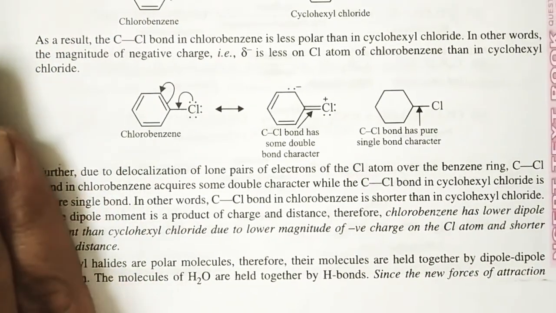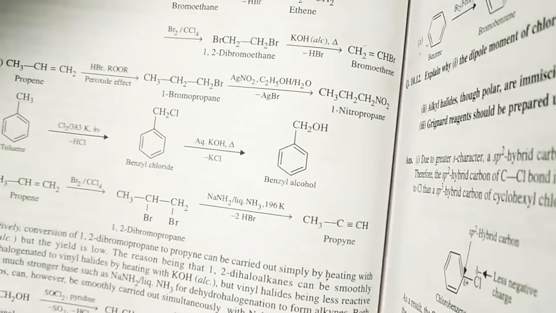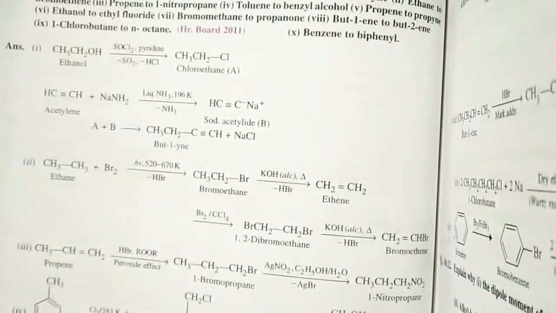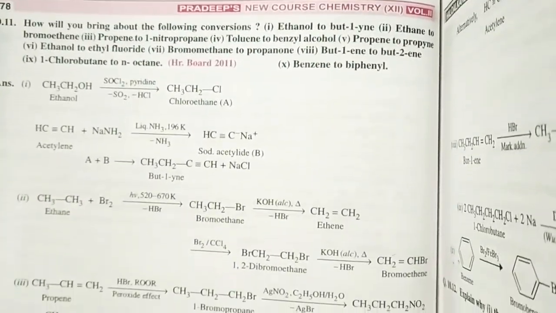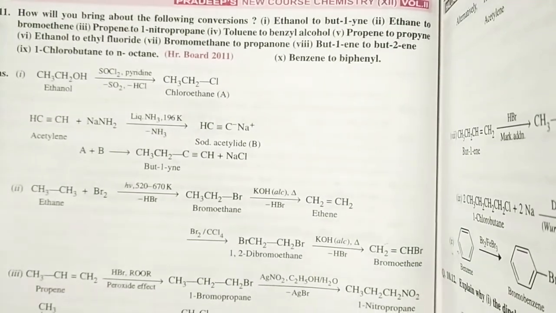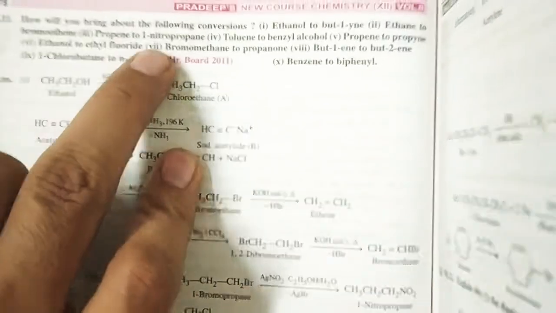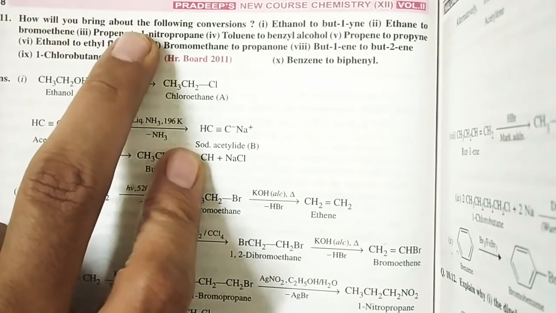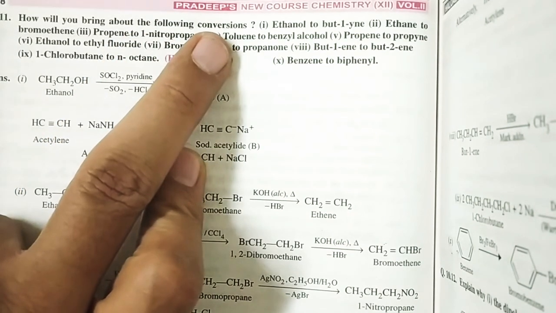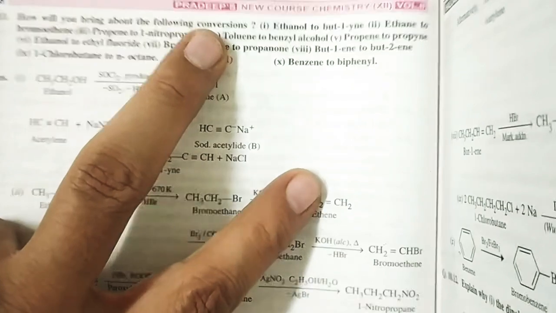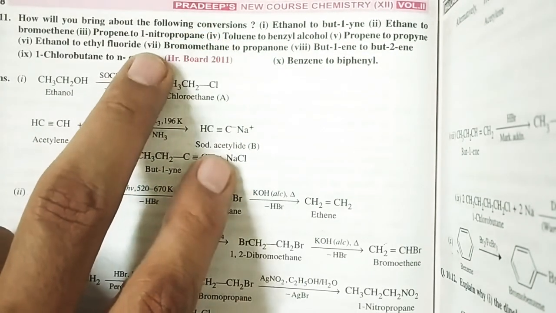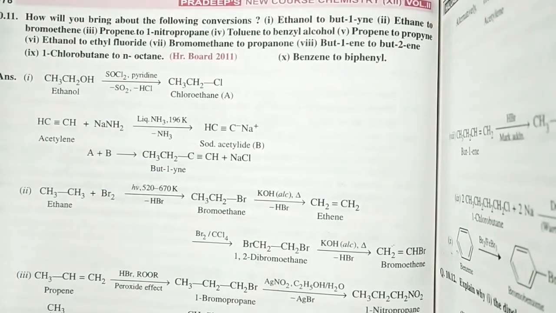Now we move to the 10.11 portion. What does 10.11 suggest? It asks how you will bring about the following conversions. 1. Ethanol to butadiene, ethene to bromoethane. So there are some conversions that we have to discuss.